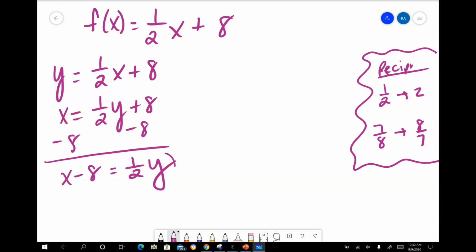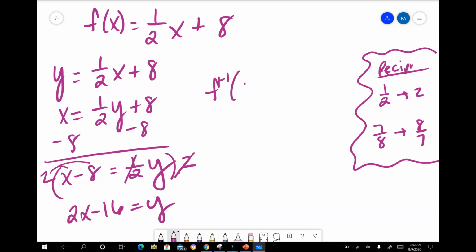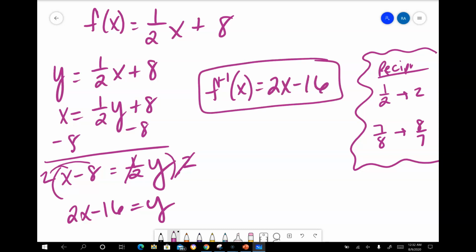So we're actually going to multiply both sides by the reciprocal, which is 2. We're going to have to distribute the 2 over here and get 2x minus 16 equals y. And that is our answer. f inverse of x equals 2x minus 16. That's all I wanted to do with that one, just to show you that it's easier to multiply by the reciprocal than actually divide by the fraction.